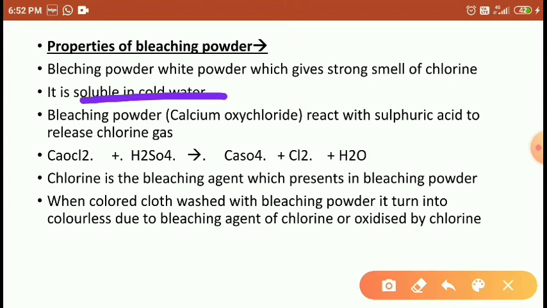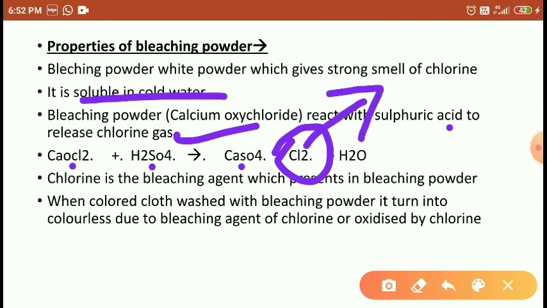So bleaching powder reacts with sulfuric acid to form chlorine gas. Calcium oxychloride reacts with sulfuric acid to form calcium sulfate plus chlorine. It releases a large amount of chlorine. Right students? It means the calcium oxychloride is releasing chlorine, and with the help of chlorine we can remove the color components.